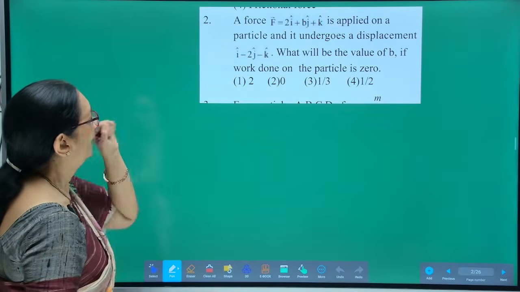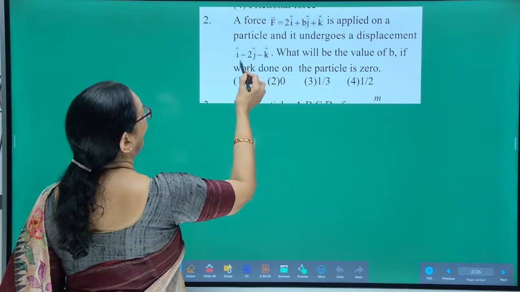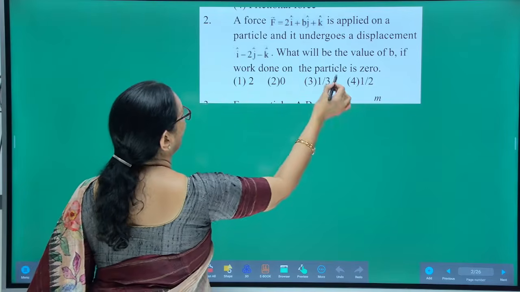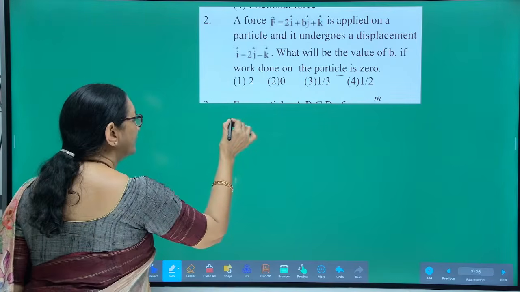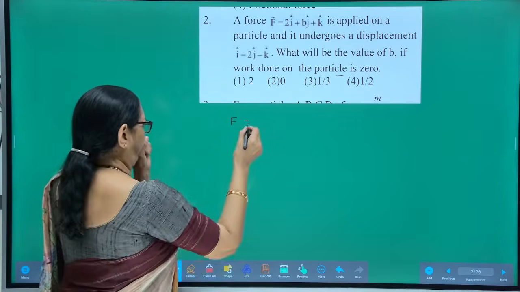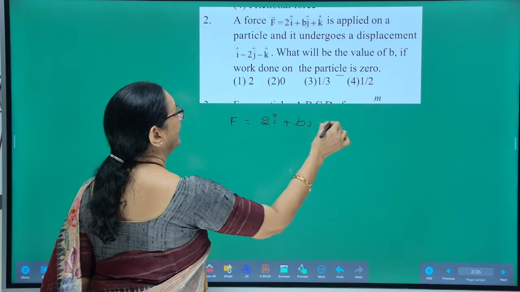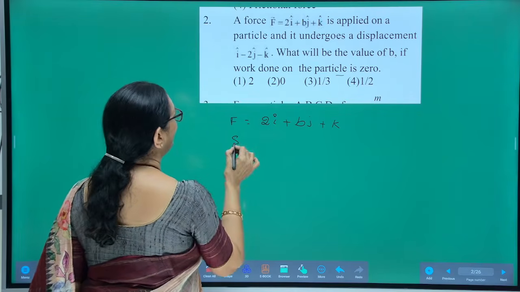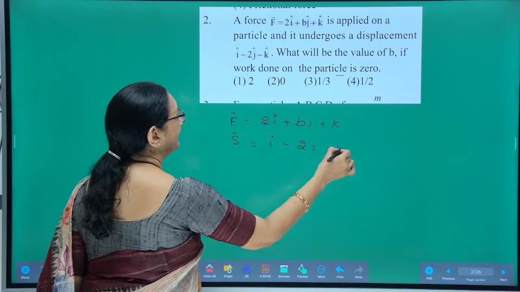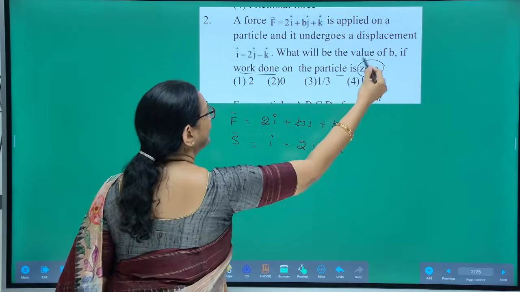Force is given, it is applied on a particle and it undergoes a displacement i minus 2j minus k. What will be the value of b if work done on the particle is 0? Let us note down the data carefully. What is the force given here? It is 2i plus bj plus k, and the displacement vector is given as i minus 2j minus k. It is mentioned in the problem, work done on the particle is 0.